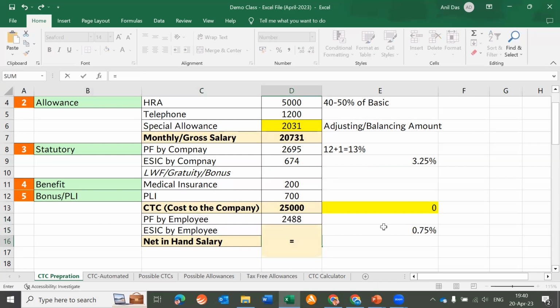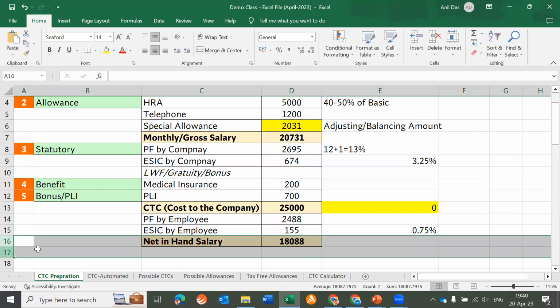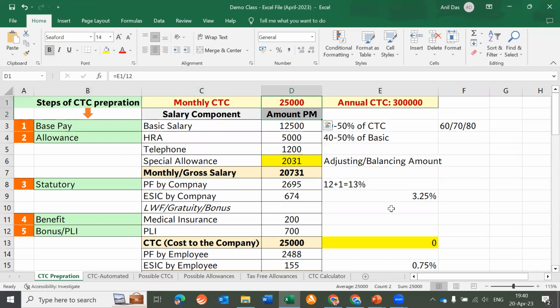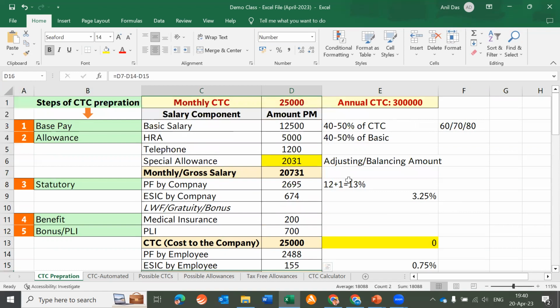What would be the take home salary? Take home salary can be calculated by monthly salary minus whatever contribution employee is making. 18,088. Let's have a look. Take home salary, this much would be coming in the hand of the employee, 18,088. This is his monthly salary, 20731. And this is the cost, 25,000. 25,000 is CTC, monthly salary is 20731, and take home salary is 18,088. This is how the entire CTC breakup is designed.